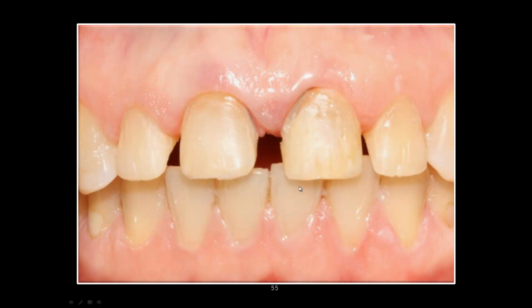So I remove the bonding and I see how much tooth structure I have. Is it going to be an enamel bonded restoration? Is it going to be a dentin bonded restoration? So it depends which one I have, and that will depend on my prep.